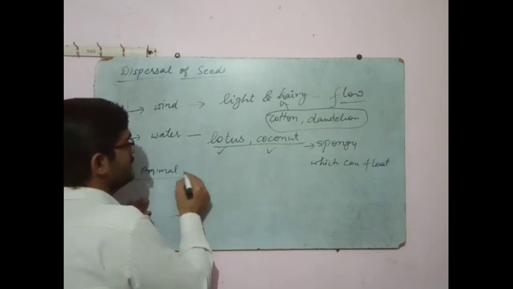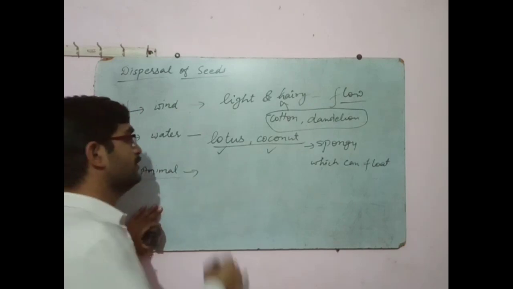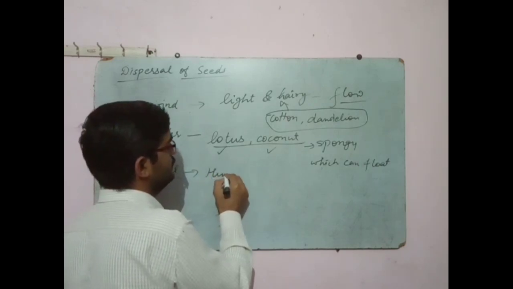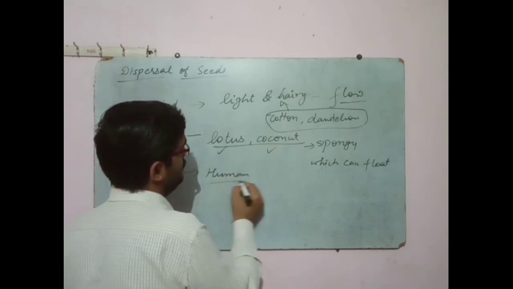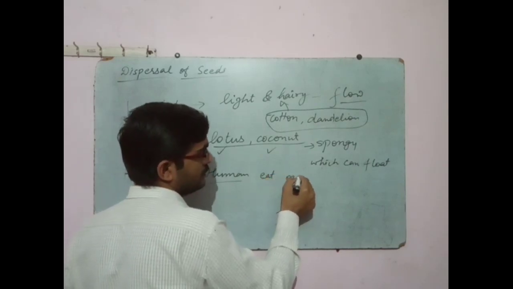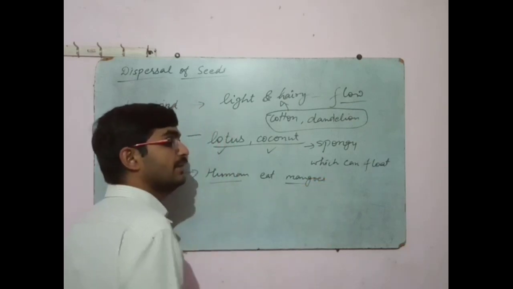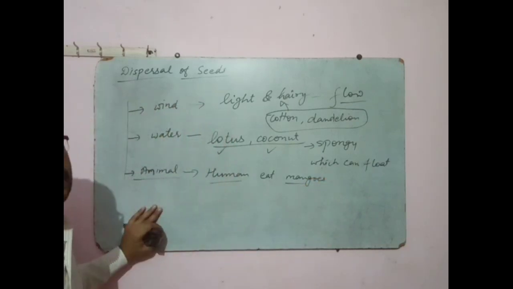Okay. Next is animals. How do animals help in the dispersal of seeds? Like human beings eat the apple, eat mangoes, and throw the seeds at any other place.